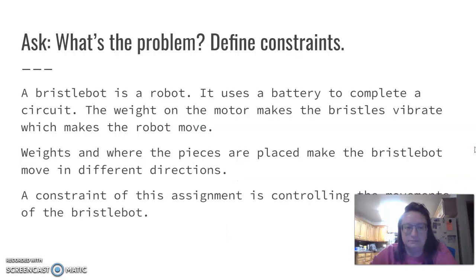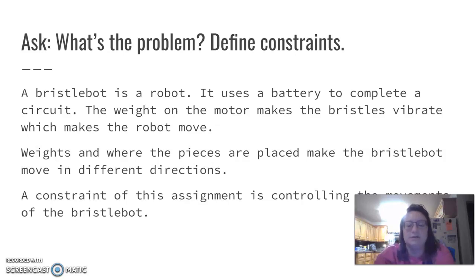So, what is the problem and our defining of constraints with the asking process? A bristlebot is a robot that uses a battery to complete a circuit. The weight on the motor makes the bristlebot vibrate and move because it's a circular motion that's weighted. Weights and where the pieces of the motor and the bristlebot are make the bristlebot move in different directions.